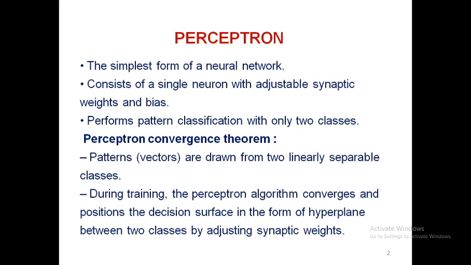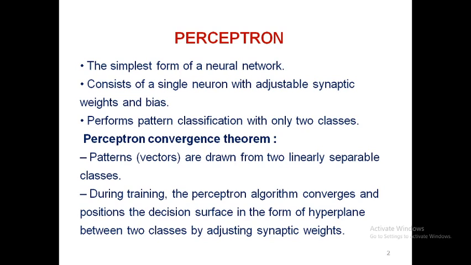During this training, the perceptron algorithm converges and positions the decision surface in the form of a hyperplane between two classes by adjusting the synaptic weights. So in this process of training, to make the input data into two classes, you need to adjust the weights and bias. That is the training of this algorithm. It will make that hyperplane, dividing the data into the two classes by adjusting the synaptic weights.